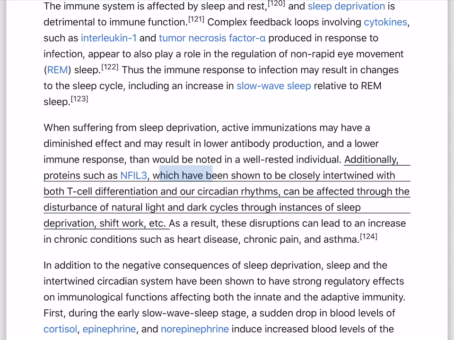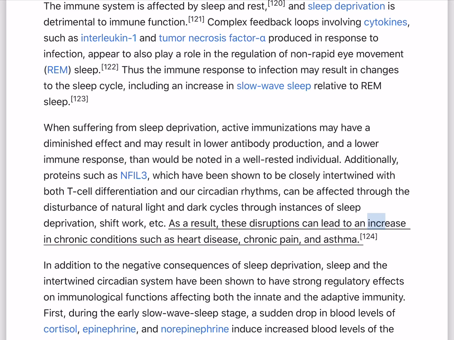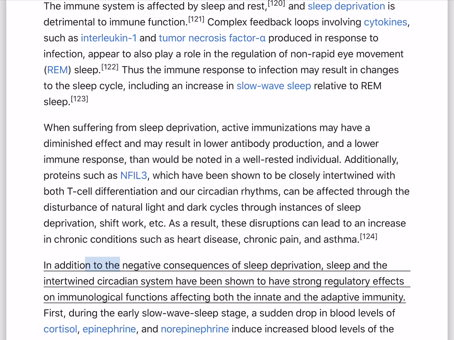Additionally, proteins such as NFIL3, which have been shown to be closely intertwined with both T-cell differentiation and our circadian rhythms, can be affected through the disturbance of natural light and dark cycles through instances of sleep deprivation, shift work, etc. As a result, these disruptions can lead to an increase in chronic conditions such as heart disease, chronic pain, and asthma.